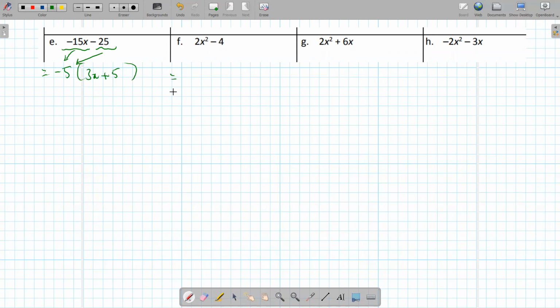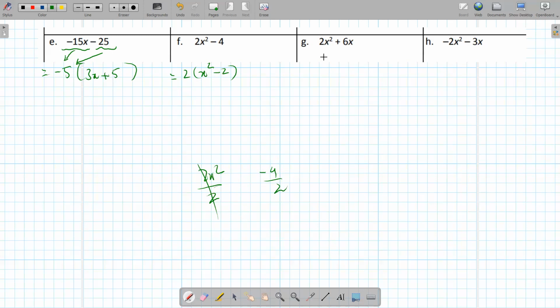Next one, between 2x squared and minus 4. What do they both have in common? 2. Yes. What are we left with in the bracket? So again, just do 2x squared over 2. See the 2's cancel out? You're left with an x squared. And then you want to do minus 4 over 2. What is that? Minus 2.